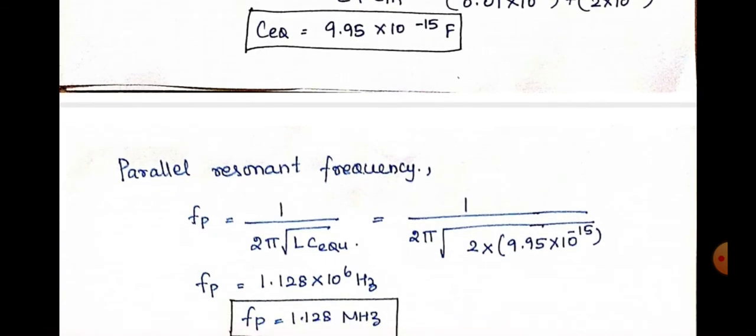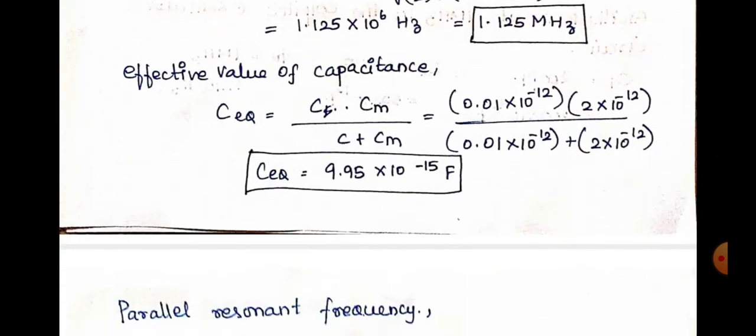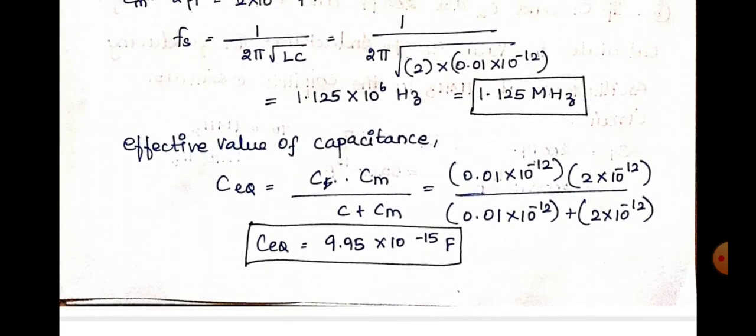To find the parallel resonating frequency, Fp is equal to 1 divided by 2 pi into root of L C equivalent. So 1 divided by 2 pi into root of 2, the value of L given in the question, so your value is 2. So you need to find L into C equivalent.